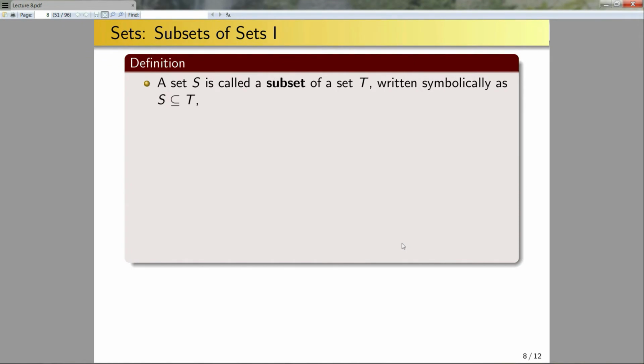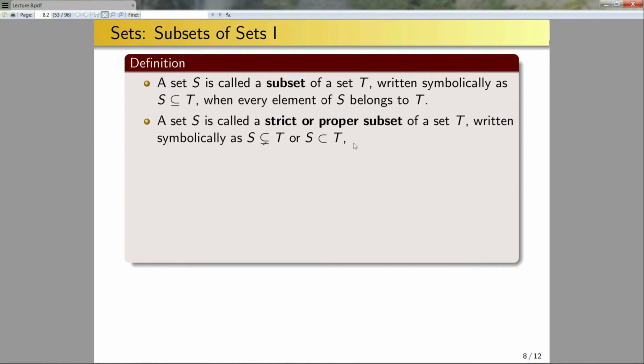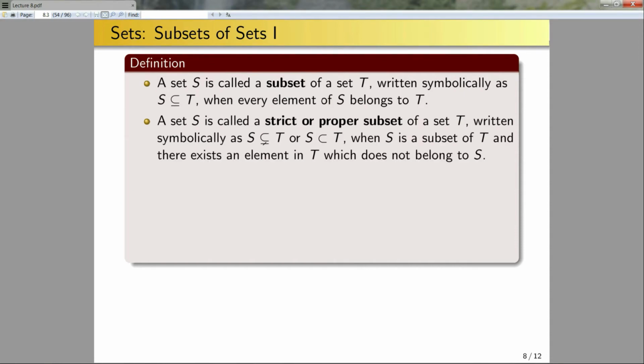So now I'm going to introduce the concept of subsets. A set S is called a subset of T, written symbolically as S ⊆ T, when every element of S belongs to T. Further, a set S is called a strict or a proper subset of T, written symbolically as S ⊊ T, when S is a subset of T and there exists an element of T which does not belong in S. So the difference between the first case and the second case is that in the first case, S and T could be the same set even, whereas in the second case, T has to have something that's explicitly not in the set S.